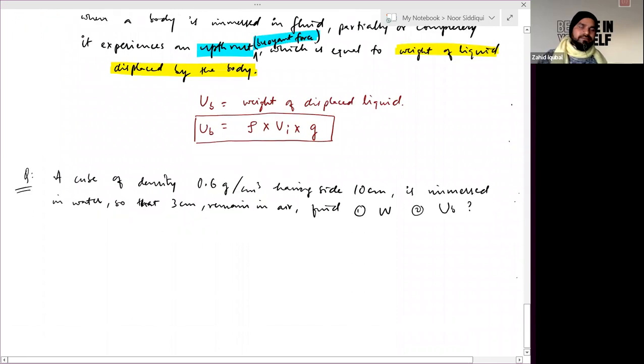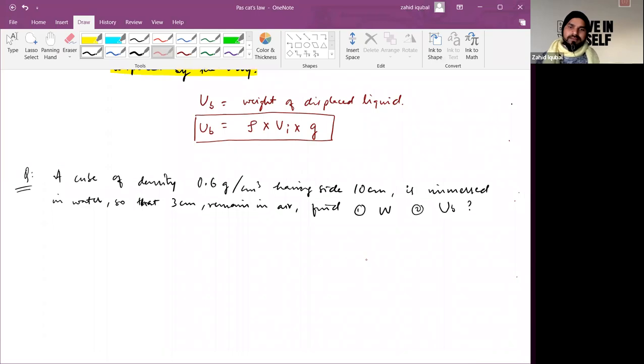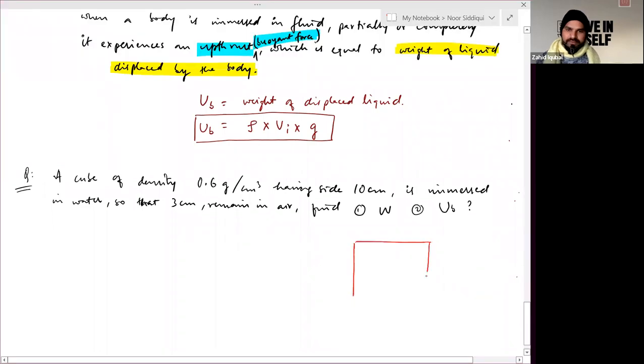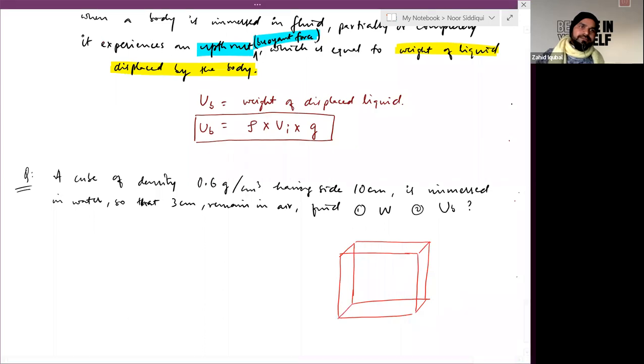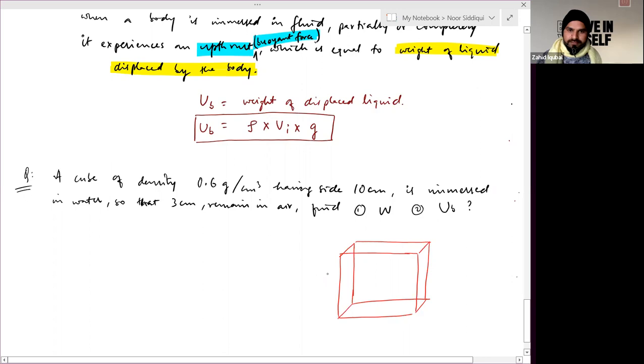Let me draw its diagram. There is a cube of side 10 centimeter, for which 7 centimeter is underwater and only 3 centimeter remain outside, like this. Okay, Noor? Yes, sir.